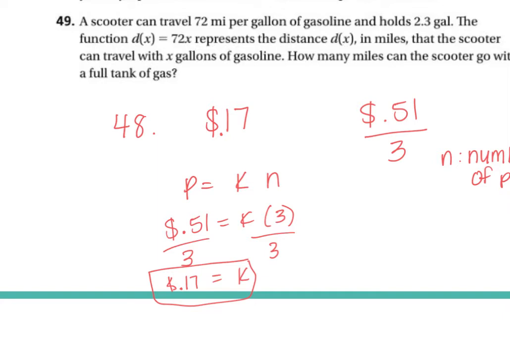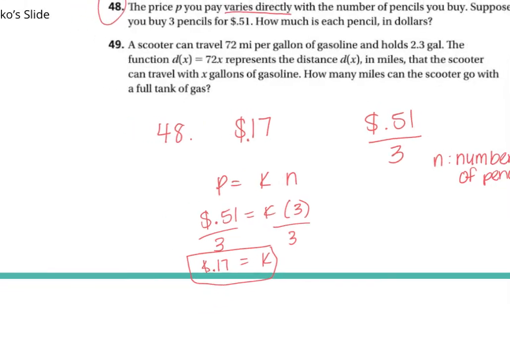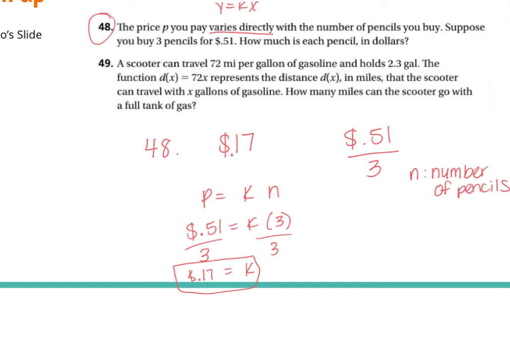Okay, number 49, a scooter can travel 72 miles per gallon of gasoline and holds 2.3 gallons. The function d of x equals 72x represents the distance d of x in miles that the scooter can travel with x gallons of gasoline. How many miles can the scooter go with a full tank of gas? What do you guys think we're supposed to do for 49?